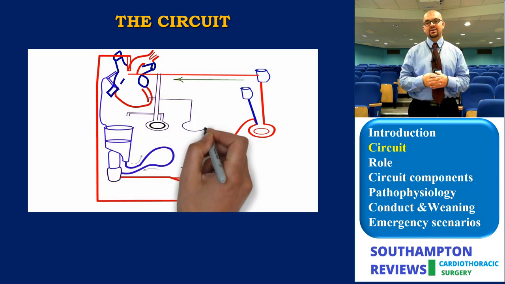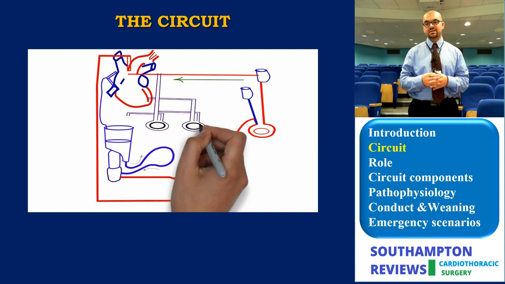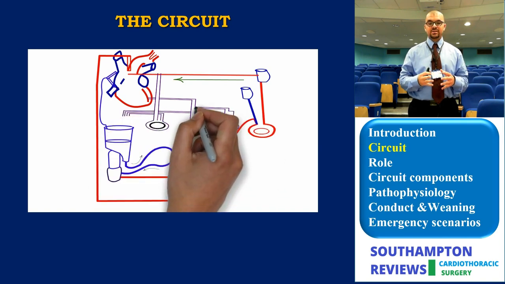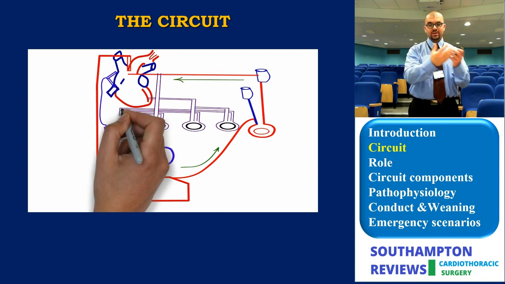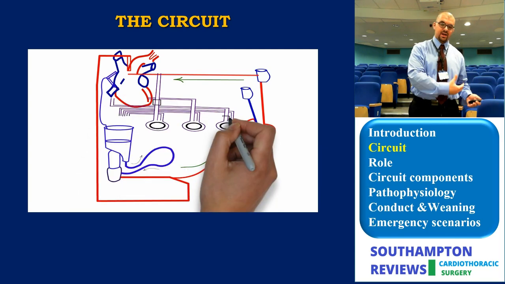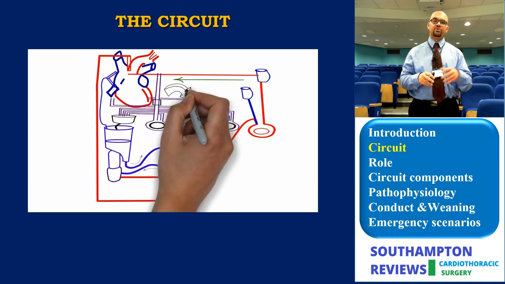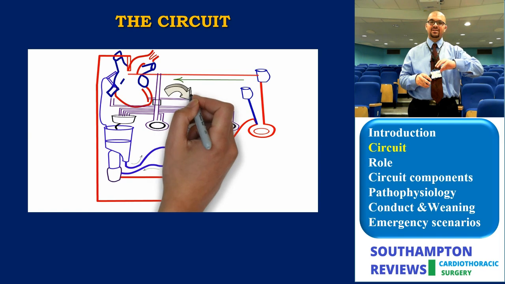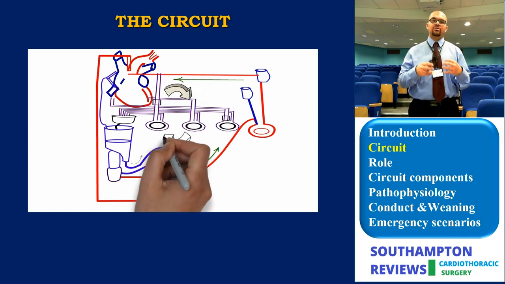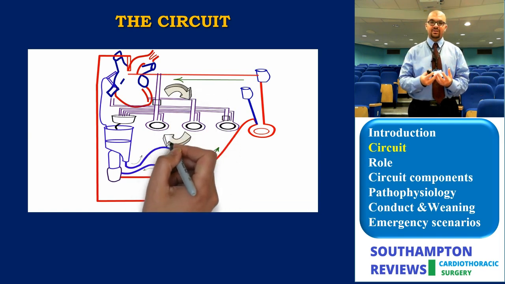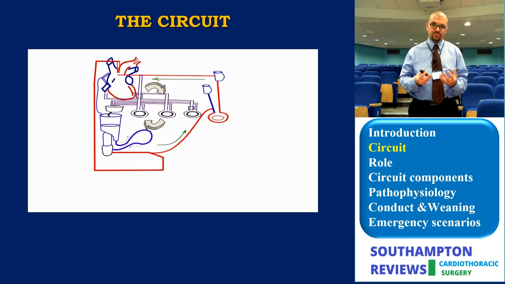Next is vents and suckers. Both vents and suckers withdraw blood from the field or from the heart back to the reservoir. But what's the difference between both? The difference is of function. Vents are meant to draw blood from inside the heart back to the reservoir in order to decompress the heart. It's a protective maneuver and used also during the airing process.